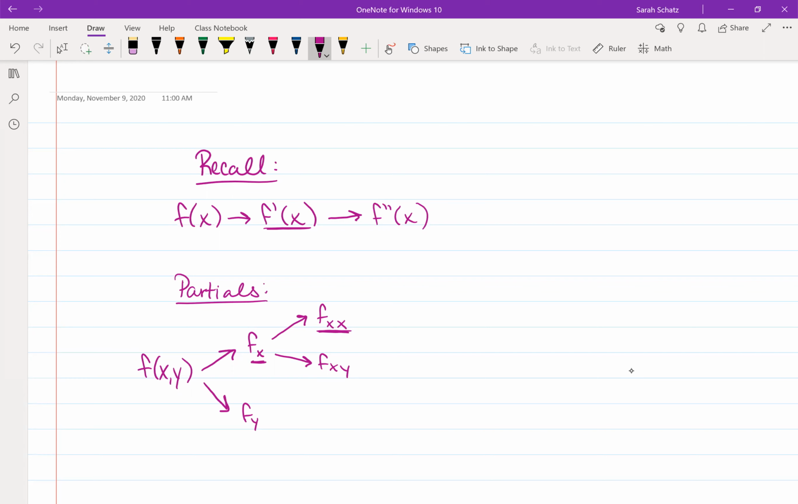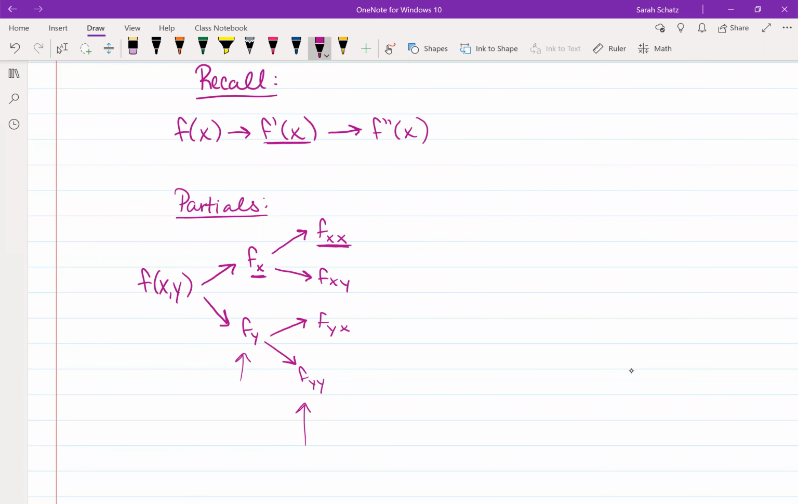So maybe I started with y, and I took it again with respect to y and got fyy for my second partial. Or maybe I took it with respect to y, and then the second time I took it with respect to x. So the order matters which way we go, you guys. So notice, because I have two first derivatives, I now have four second derivatives. And we're going to be finding all of those.